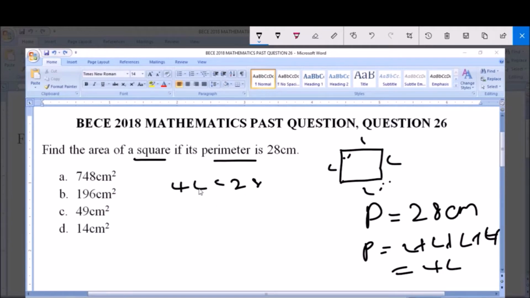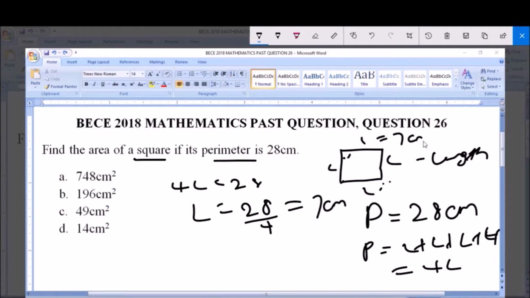Now L, which is the length, is equal to 28 all over 4, and this is equal to 7 cm. So each of the sides of this square is 7 centimeters. Remember, the perimeter is 28 centimeters, and the perimeter is the sum of the length of each side of the square. And since perimeter is equal to 28 cm and perimeter is equal to 4L, we now see 4L is equal to 28, and from there we got that L is equal to 7 centimeters.